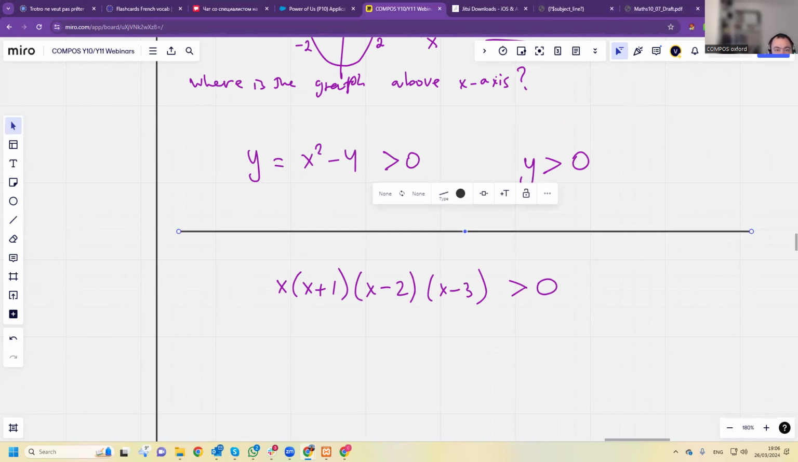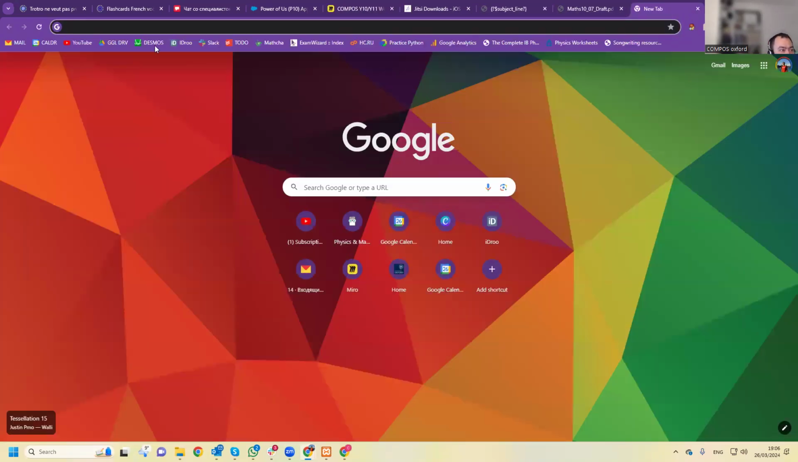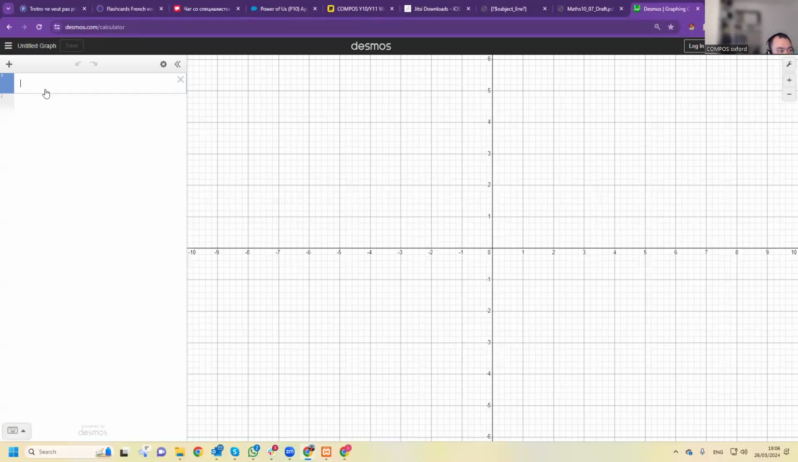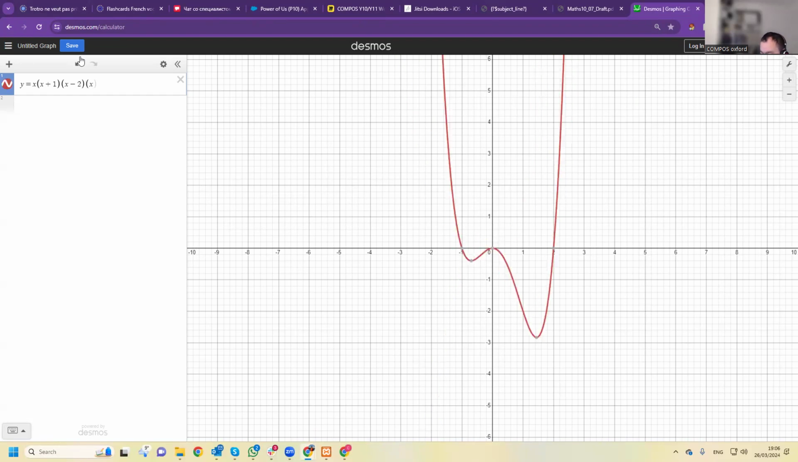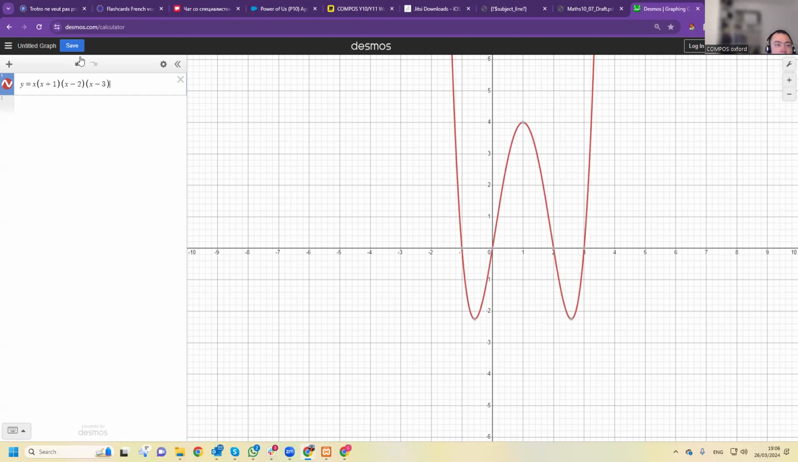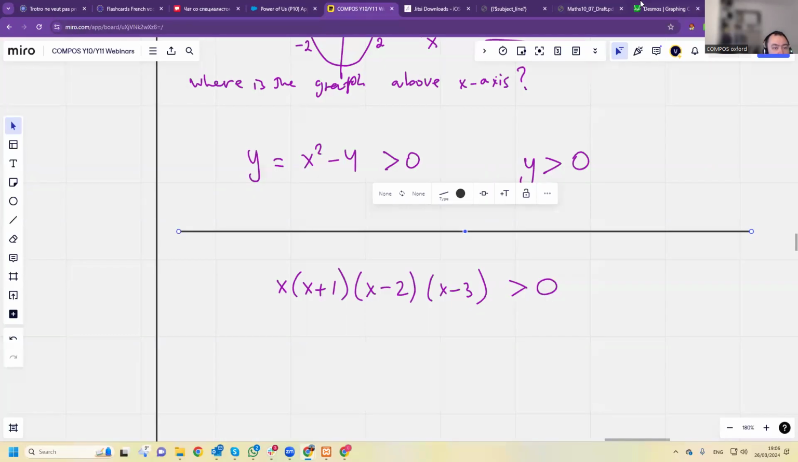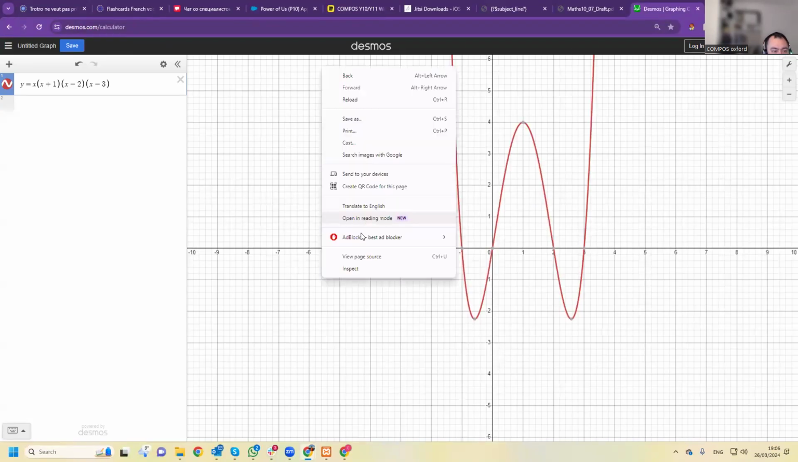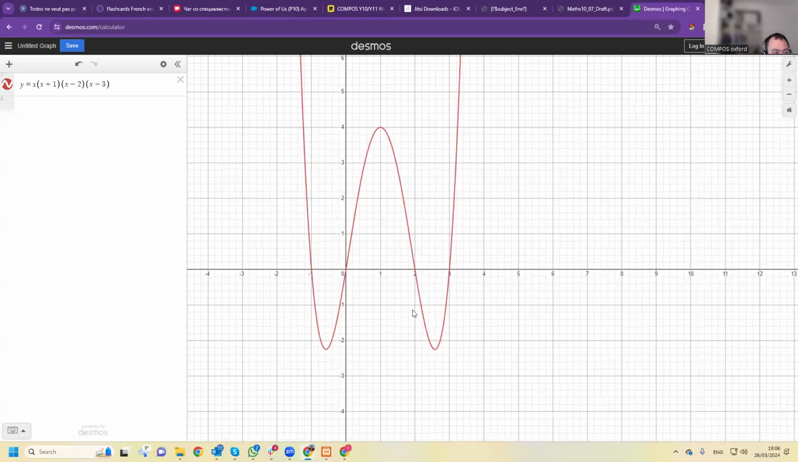Well, looks like all I need to do is to draw the graph. y is equal to x, plus 1, x minus 2, and x minus 3, was it? Yeah, x minus 3. And I can see the graph looks like this.